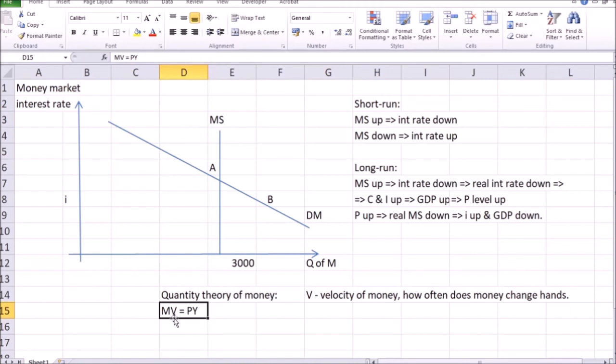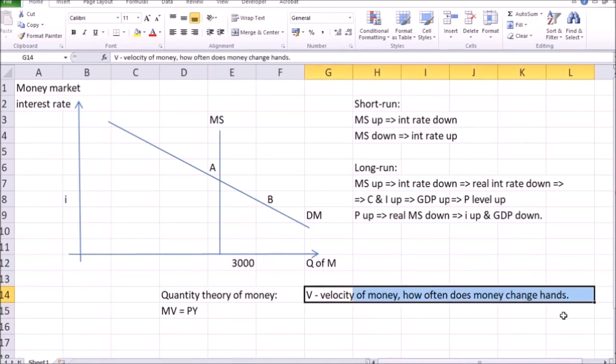Velocity, another word for speed, is equal to the price level multiplied by real GDP. So what is velocity of money? It's the speed of money. Basically, it's how fast money changes hands.